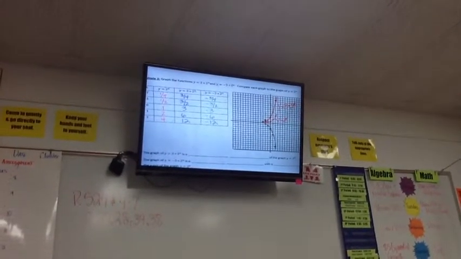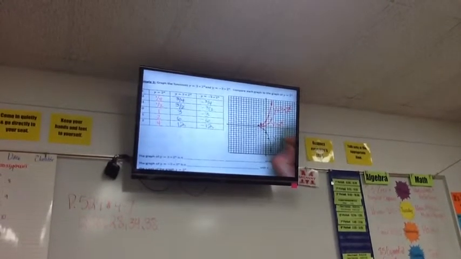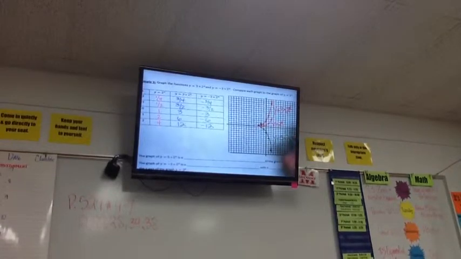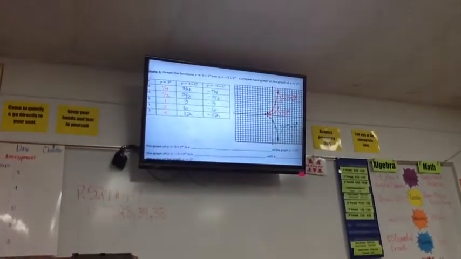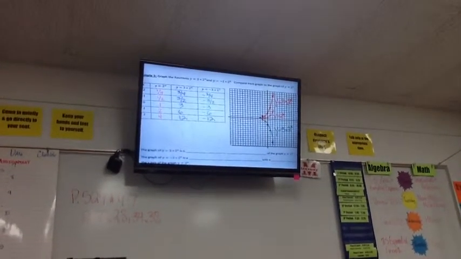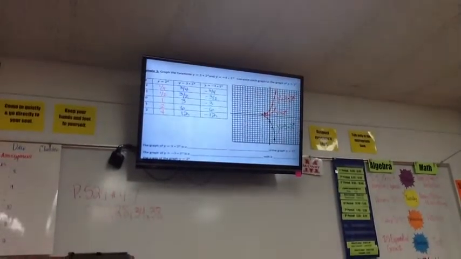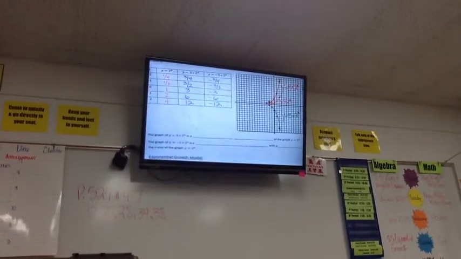What do you notice about, let's label it, y equals negative 3 times 2 to the x and y equals 3 times 2 to the x? They're opposites. They're what? Reflection. It's the reflection. They're opposites. Great. So let's fill in some information down below.